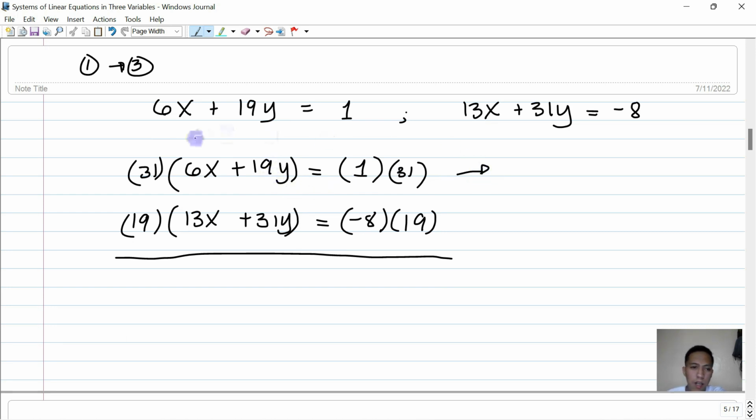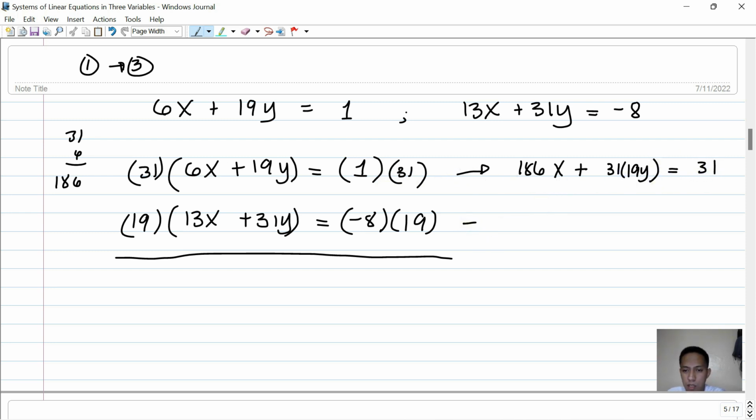We will simplify it first. This becomes 31 times 6. We have 6 and 6 times 3, 18. So 186. So that becomes 186x, plus 19 times 31y. Lagay lang natin guys 19 times 31y. Mag-eliminate lang naman siya later. So that is 31 times 19y. And we have equals 1 times 31, that is 31.